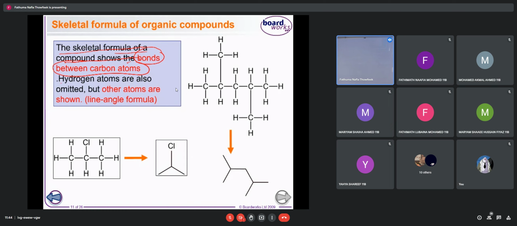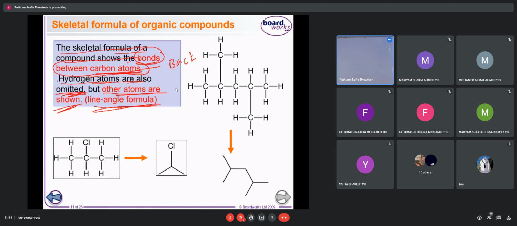Hydrogen atoms are also omitted, but listen to me. When you are drawing the skeleton, only the carbon-carbon backbone you need to show. We are omitting carbon-hydrogen bonds. All the carbon-hydrogen bonds you are omitting, other than that every bond you need to show. The skeletal formula of a compound shows bonds between the carbon atoms. It means the carbon-carbon backbone we need to show. The hydrogen atoms are omitted, but other atoms are shown. Sometimes we call it the line angle formula.